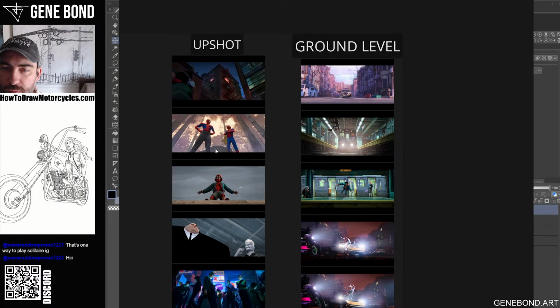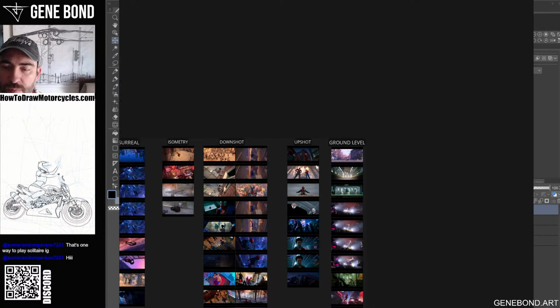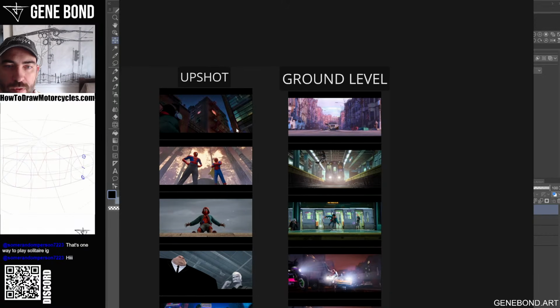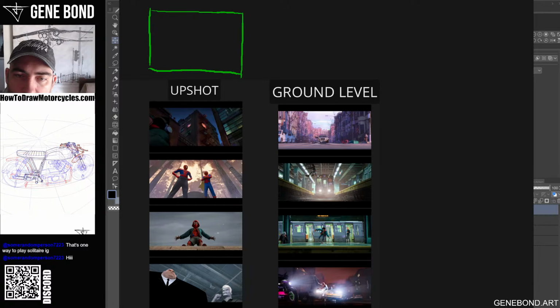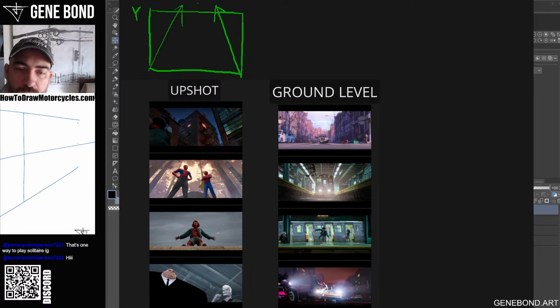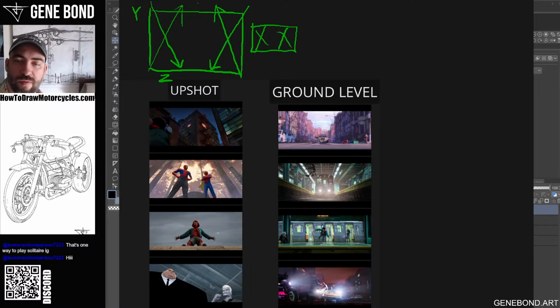So then upshot. It's the same as a down shot, but the camera instead of looking down is looking up. So let's show it here. Same, you see, now the y-axis is moving up, converging upwards, and the z-axis is converging downwards. See, but still we have this kind of symbol 2x, right?